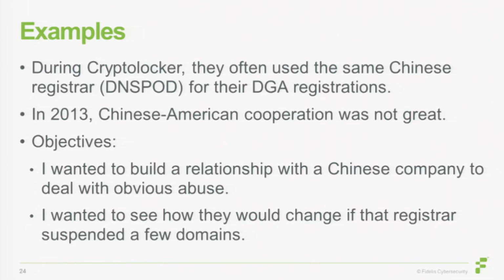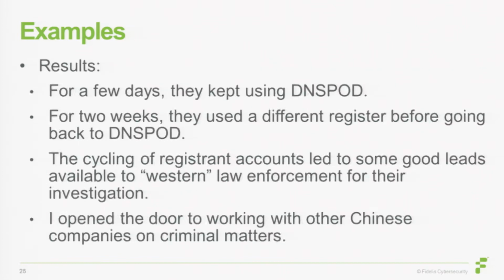So what I wanted to do was build some relationships with organizations inside of China to work on issues and solve mutual problems of a criminal nature, because crime is crime is crime. There's a victim, and we can work through those problems. But I also wanted to see, if I started taking down their domains, whether they would go to another registrar, how they would react, and get them to use more payment methods that we might be able to get some intelligence out of. So I built a relationship with DNSPod and then started suspending their domains as I observed them.